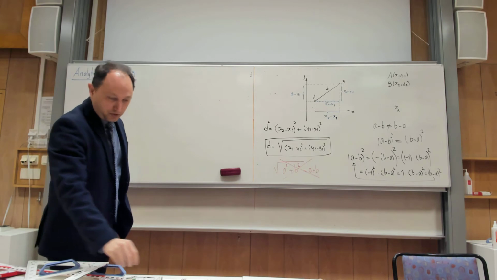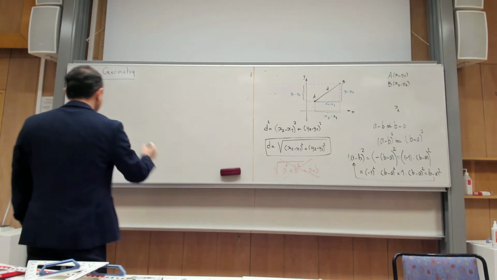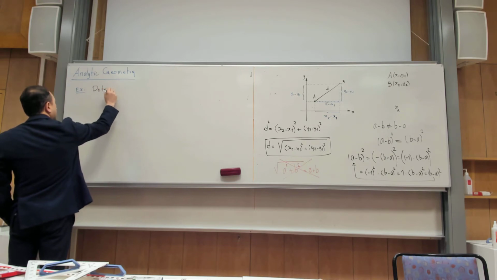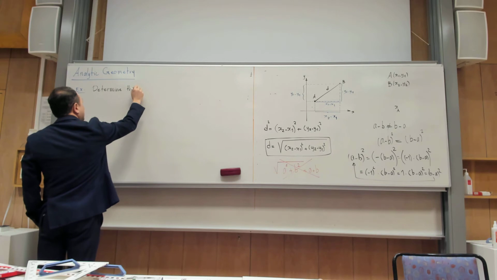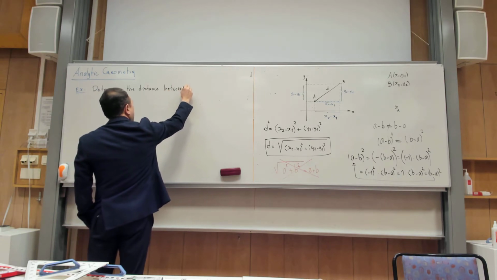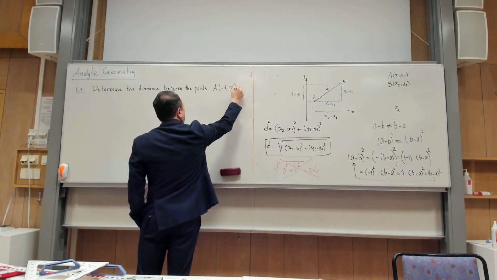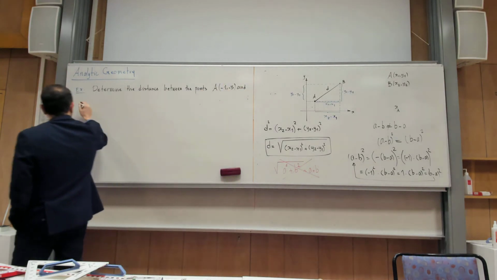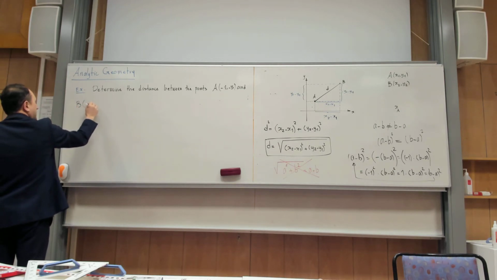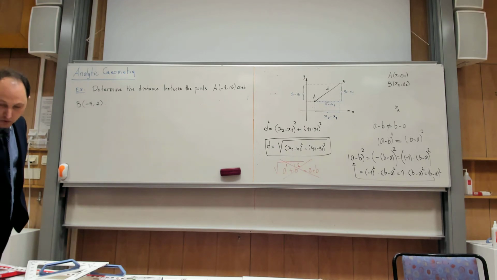Okay, so here I would write this example. Determine the distance between the points A with coordinates (-1, -3) and B with coordinates (-5, 2). Okay, so what am I supposed to do?